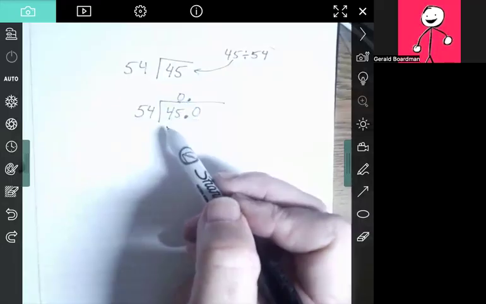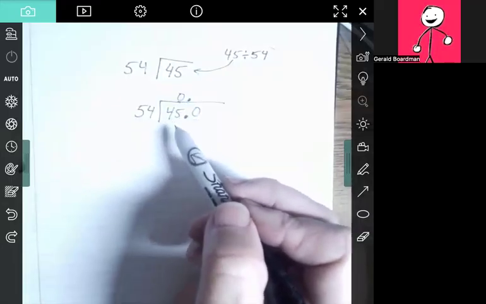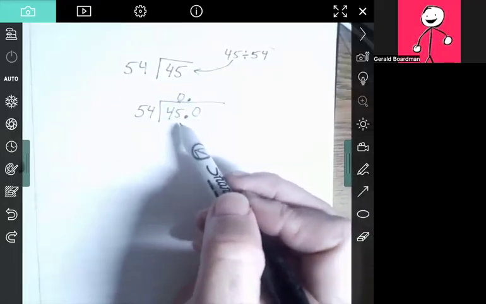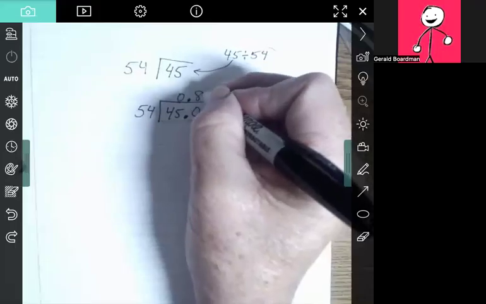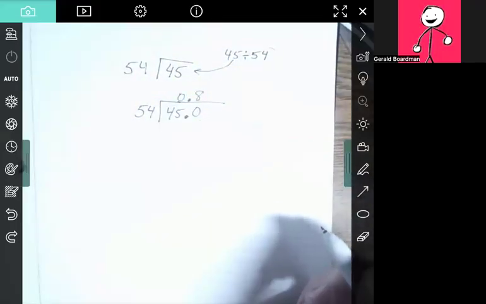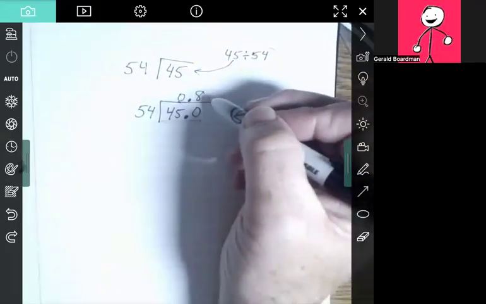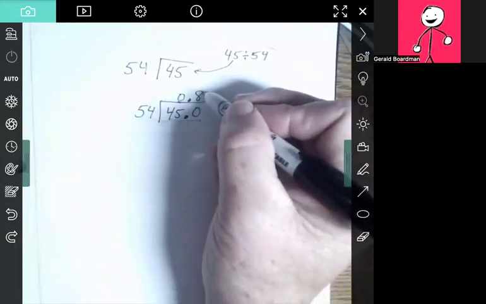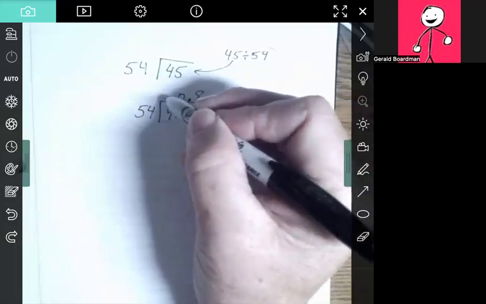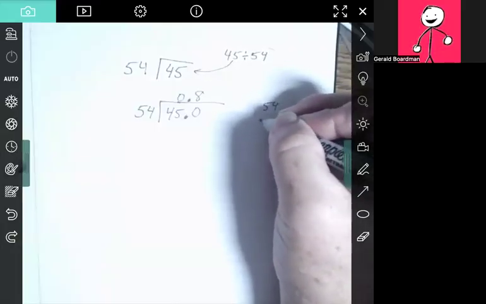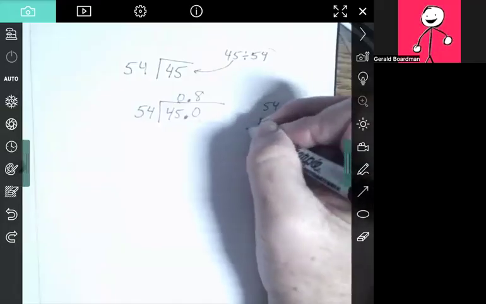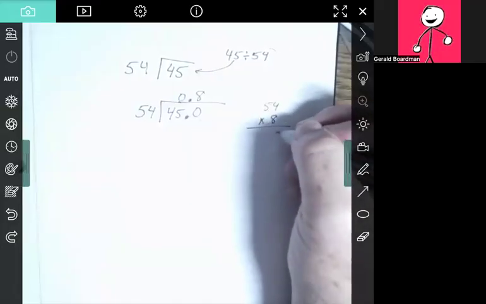Just think about this for a second. 50 times 9 would be 450. So 9's too big because we have to say 54 times what? So I'm going to say 8 times 54. When you've done that 8, now we're asking 8 times 4 and then 8 times 5. I'm going to write that over here. 54 times 8. 8 times 4 is 32.